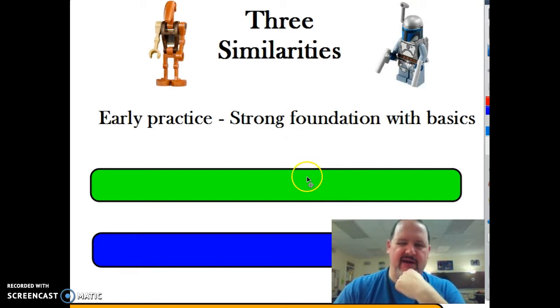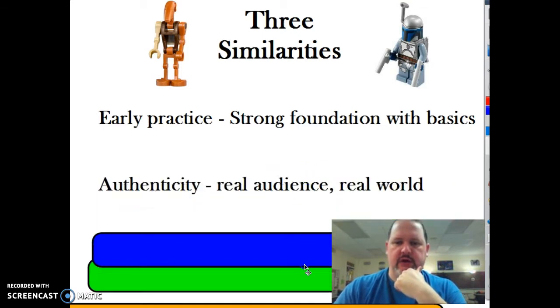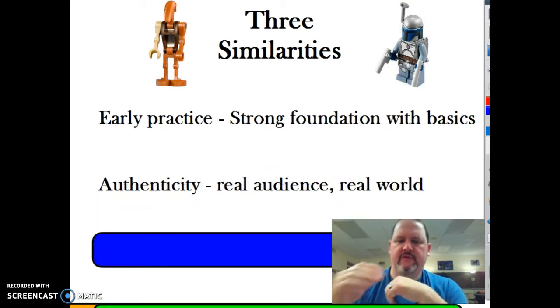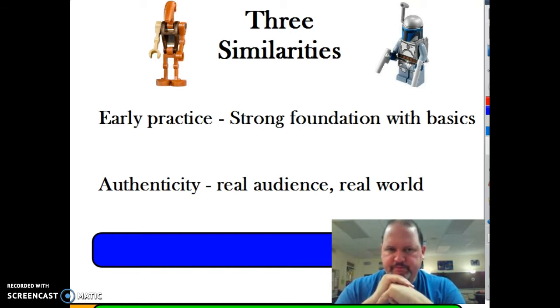And I know it's not exactly a teaching strategy, but it's still something that is common for both of them, I noticed. The next thing, now this one is a little bit more specific. Authenticity. Both chapters talked about this.